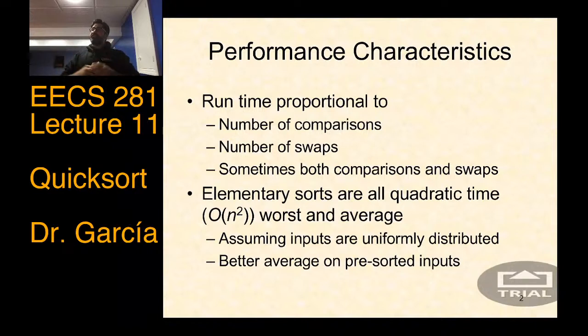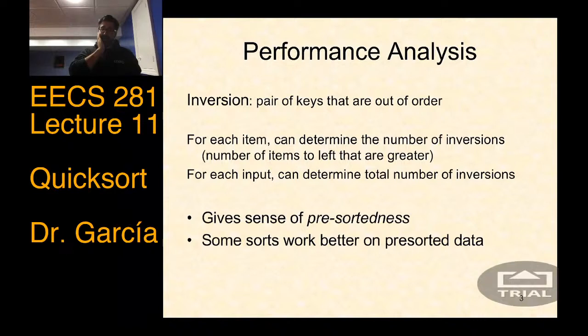So we also discussed this notion of the fact that given, say, an almost sorted input to the algorithm, in this case these elementary sorts, you could get better performance out of them, right? So let's actually formalize that with this notion of an inversion, which is a pair of keys, right? Remember, keys is whatever we're comparing in our sorting algorithm. So we're going to define an inversion as a pair of keys that are out of order, okay? So if we're looking at it on a per item basis, then we can determine the number of inversions, okay?